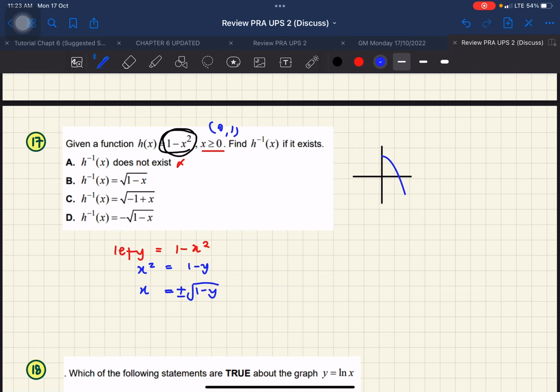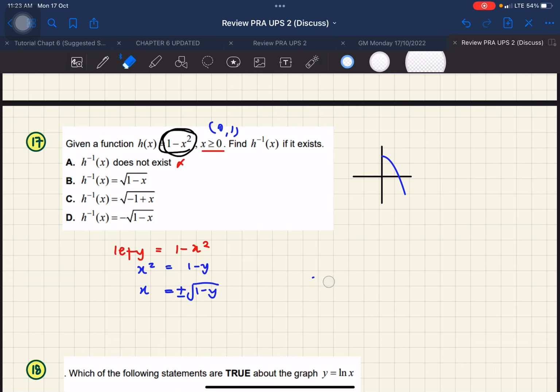So kenapa ada plus minus? Sebab konsep ni dia sama dengan x square equals to 9. So bila kita try nak solvekan x square sekarang, kita akan dapat dua nilai x, which is plus minus 3. So it's the same thing as this one juga.